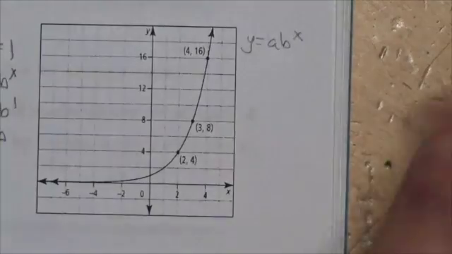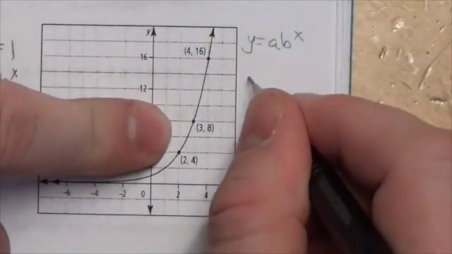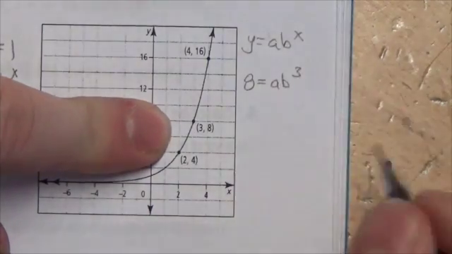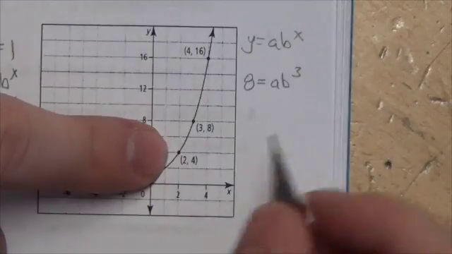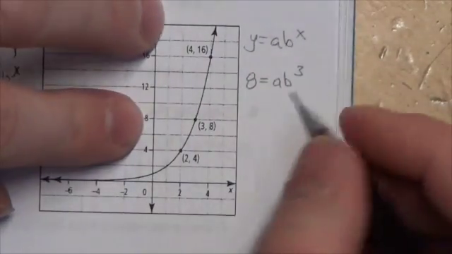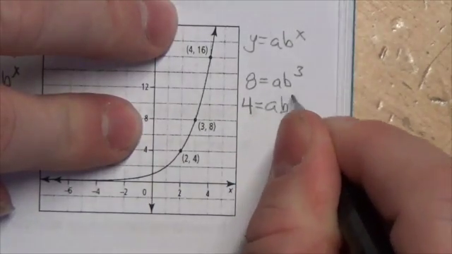I only really need 2 points to do this. So what I'm going to do is I'm going to plug in this 3, 8. So 8 is going to be equal to ab cubed. I'm also going to plug in the point 2, 4. There's 2 variables I'm looking for. I need 2 points on the graph to figure this out here. So 4 is going to equal ab squared.